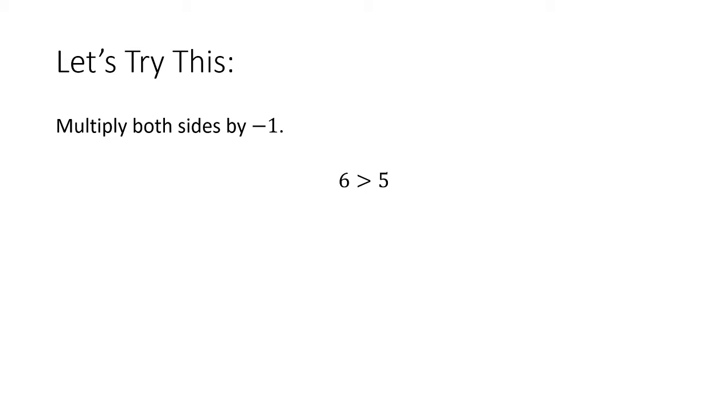So let's try this. Let's multiply both sides by negative 1. 6 times negative 1, 5 times negative 1. This will be negative 6, and this one will be negative 5. Which one's bigger? Negative 5. See, we had to flip the sign to make it true.